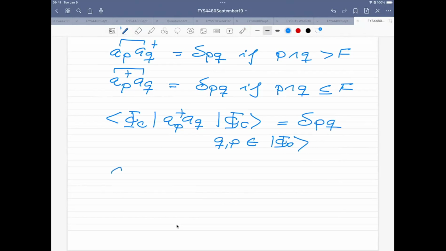The other contractions, a_p^dagger a_q and a_q^dagger a_p, doesn't matter which order they take, these are equal to 0.